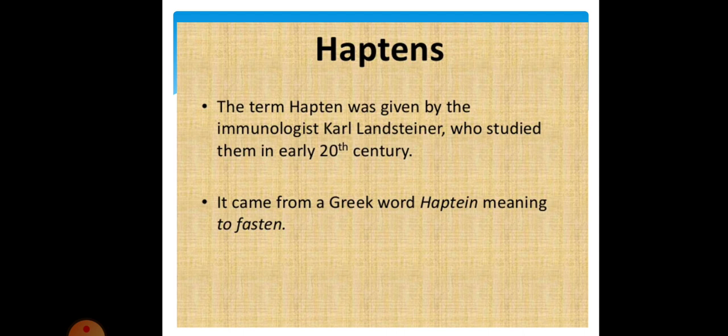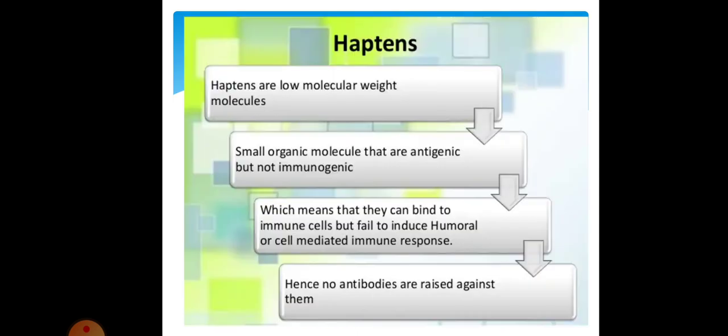Haptens: let's turn to the next point, that is haptens or incomplete antigens. The term hapten was given by the immunologist Karl Landsteiner, who studied them in the early 20th century. Hapten came from the Greek word haptein, meaning to fasten. That is, hapten has the meaning of fastening something.